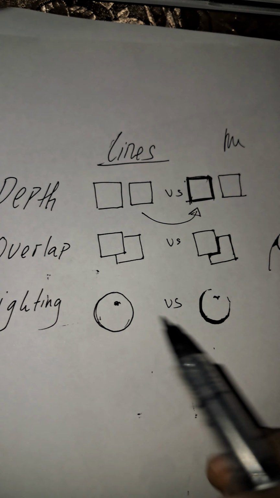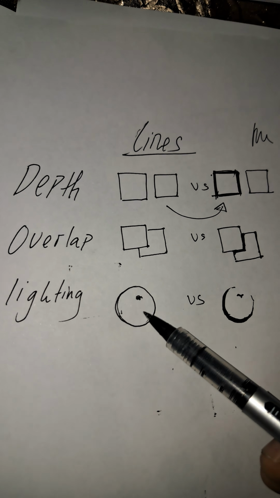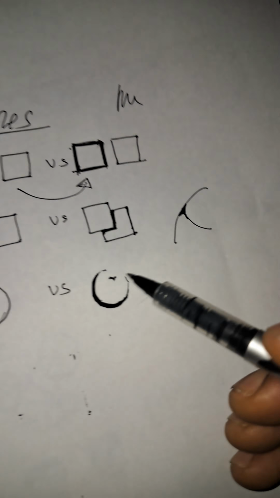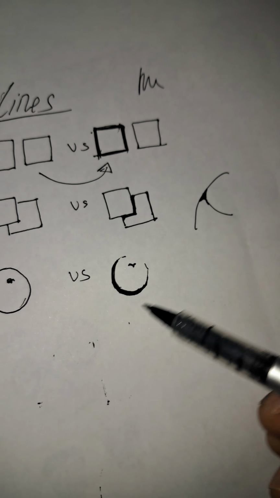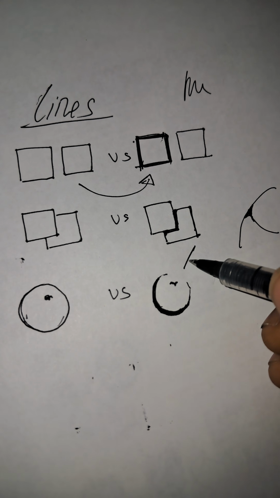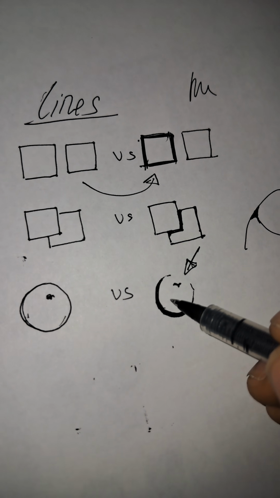Now the third thing we can use it to do is to depict lighting. So here I drew an orange with similar line weight, and here I drew another orange by varying the line weight. Clearly, just by looking at this, you can already tell the direction light is coming from, and it is hitting the orange at this side.